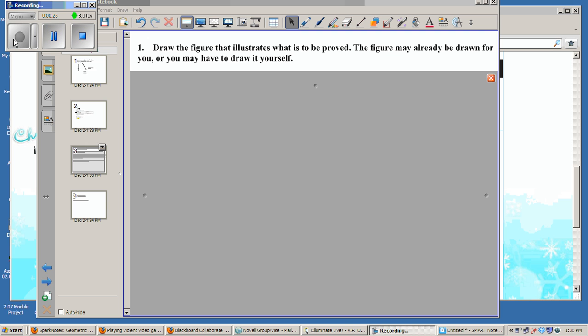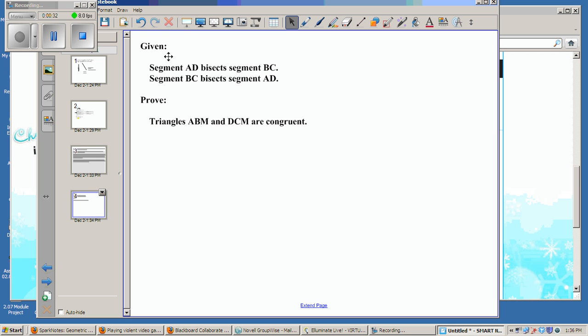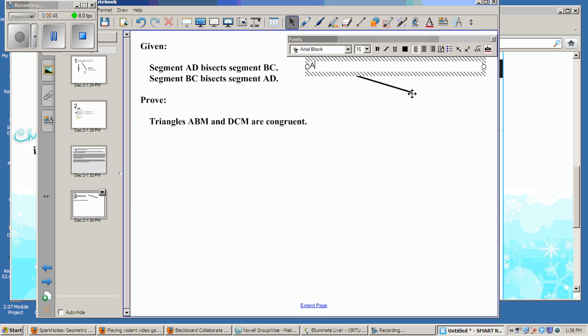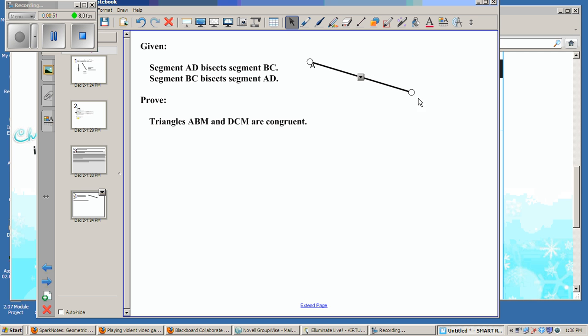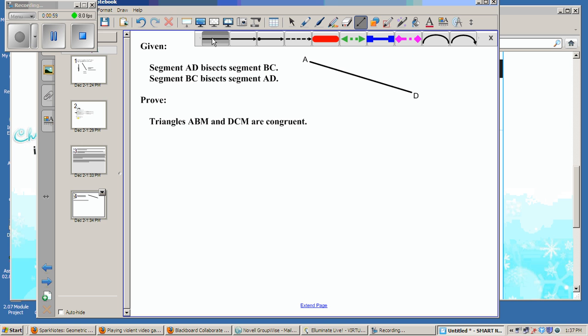So the first thing I do is I draw a figure that illustrates what's supposed to be proved. And sometimes that figure's drawn for you, but if it's not, I'll just give you this example. So this example says that it's given that segment AD bisects segment BC. So I would draw a segment, and I would label it AD. Then I would draw another segment, and I would label it BC.